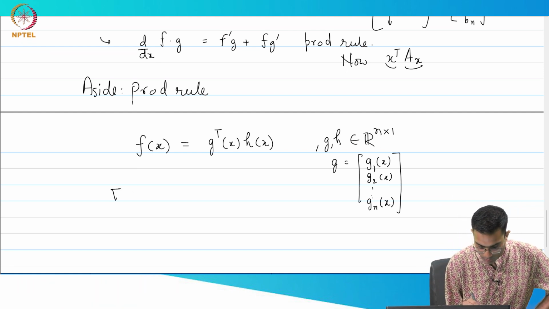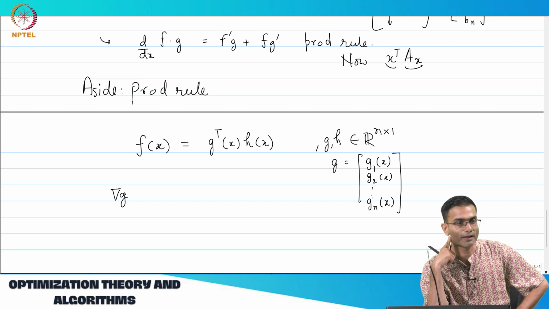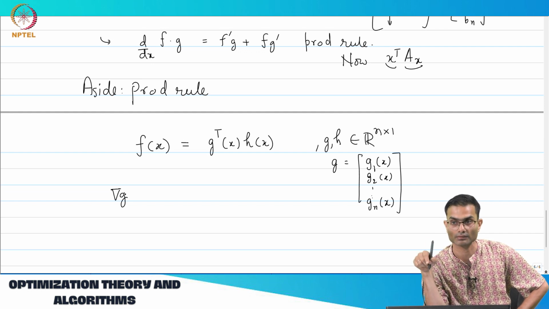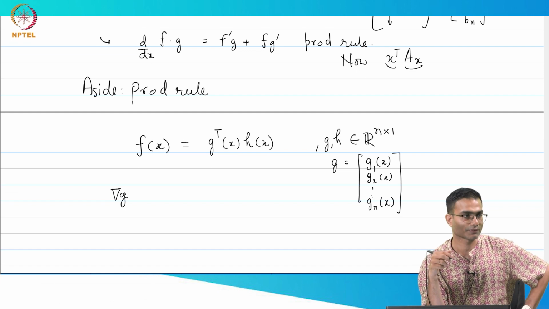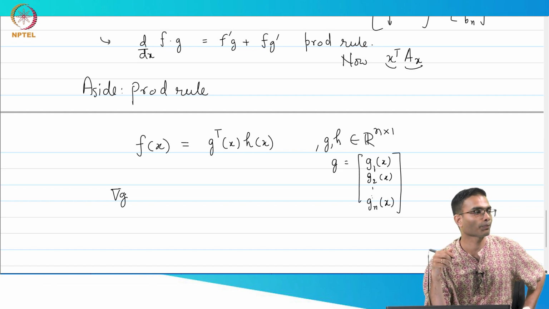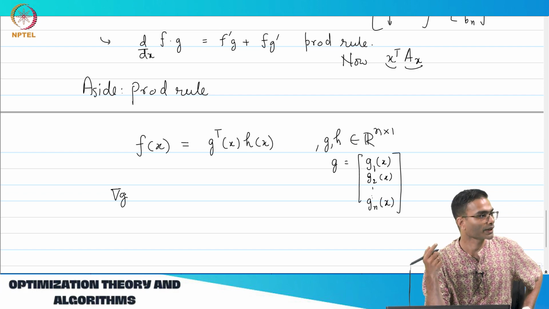Now, when I say grad G, I have a function. Now, x is not a scalar, x is also a vector, obviously. I mean, that is what we are dealing with. So, what type of object is grad G? It is a Jacobian actually.